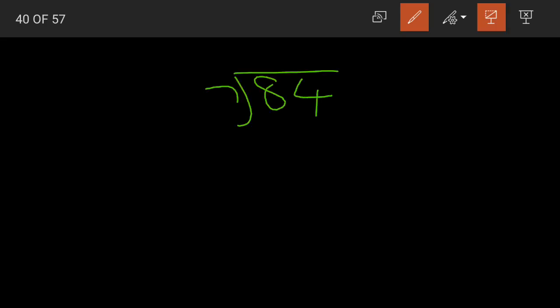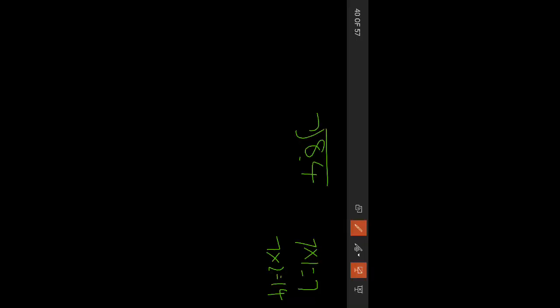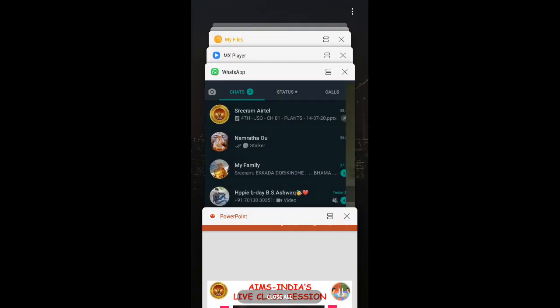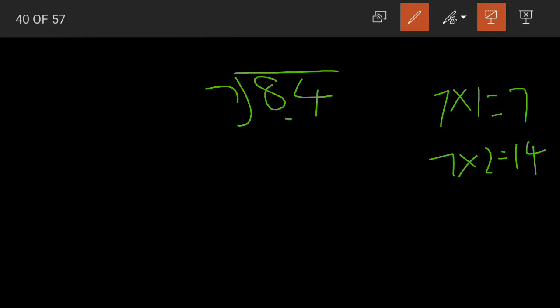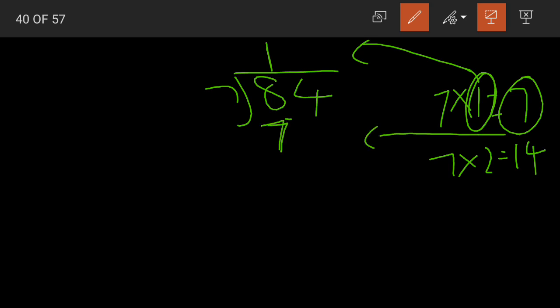Yes. Now again, taking the first digit 8, we know that 7 ones are 7 and 7 twos are 14. Do we have 8 in the 7 table? No. So what should we do? We should go with the nearest lesser number. Yes, that is 7. 7 ones are 7. So this 1 will be written in the quotient and the 7 will be written below 8. Next step would be to subtract. 8 minus 7 becomes 1.